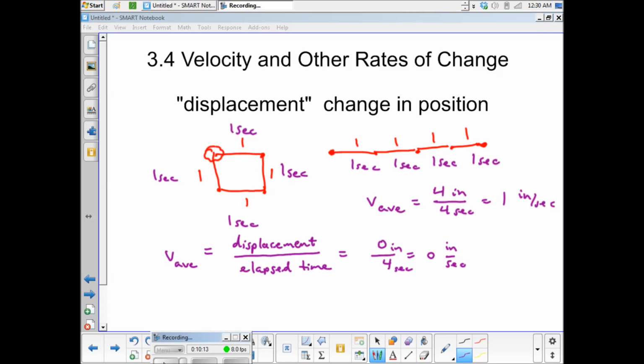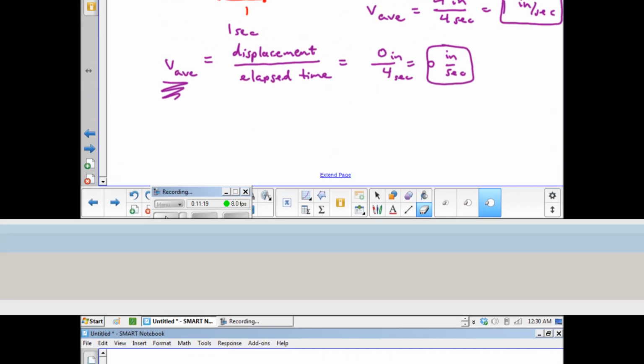So when we use the word velocity here, you can see it can't possibly mean speed on its own, because in both of these cases, it took us 4 seconds to travel 4 inches. And so you'd think the speed is 1 inch per second, and it is. But the velocity is not 1 inch per second. It is 0 inches per second for the first one, and 1 inch per second for the second one. Again, the difference is we're measuring velocity to mean displacement over elapsed time, not distance traveled over elapsed time.